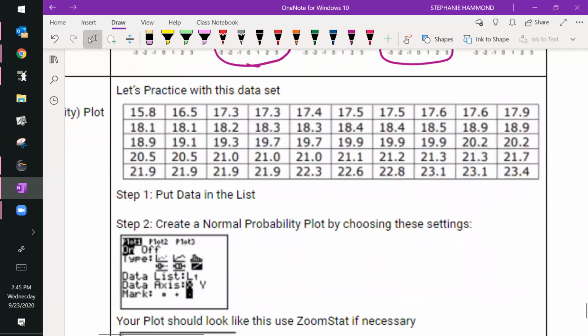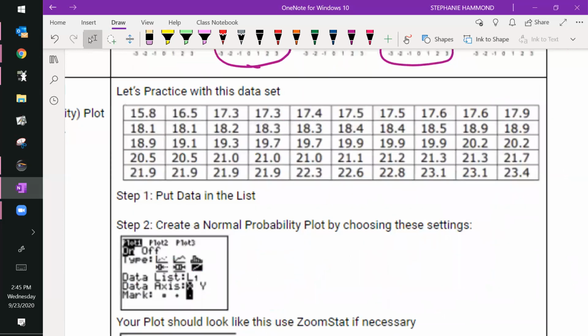So the next thing we want to do is practice actually doing this with a graphing calculator. So I have a data set here, and this is from the Apex practice. I have this data set here that we're going to create a normal probability plot for to see if it is normal using a graphing calculator.